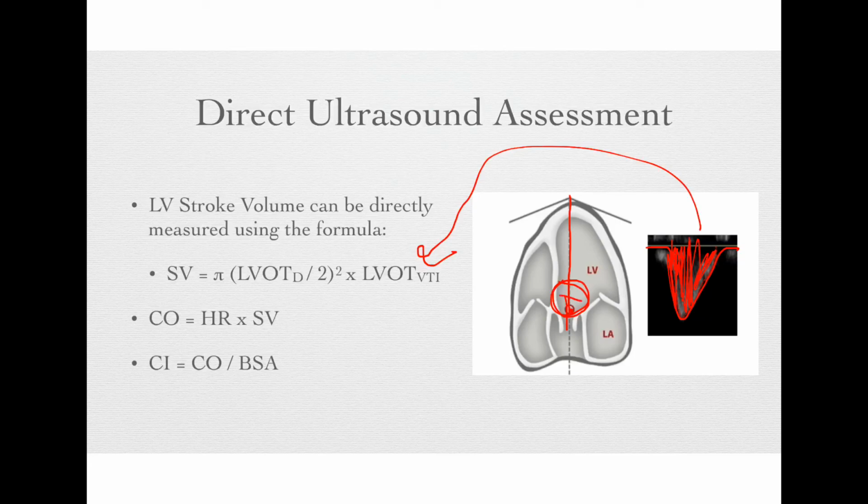Then once we measure the diameter of the left ventricular outflow tract, typically this is done in the parasternal long axis view, we can enter that into the equation, and once there we can calculate the stroke volume, cardiac output, and cardiac index.